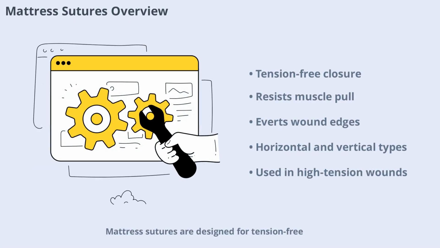Mattress sutures are designed for tension-free flap closure and to resist muscle pull, ensuring wound edges are properly everted. There are two main types, horizontal and vertical mattress sutures. Both techniques are used in situations where strong closure and eversion are needed, such as extraction sockets or high-tension wounds. Let's take a closer look at each type and their specific applications.